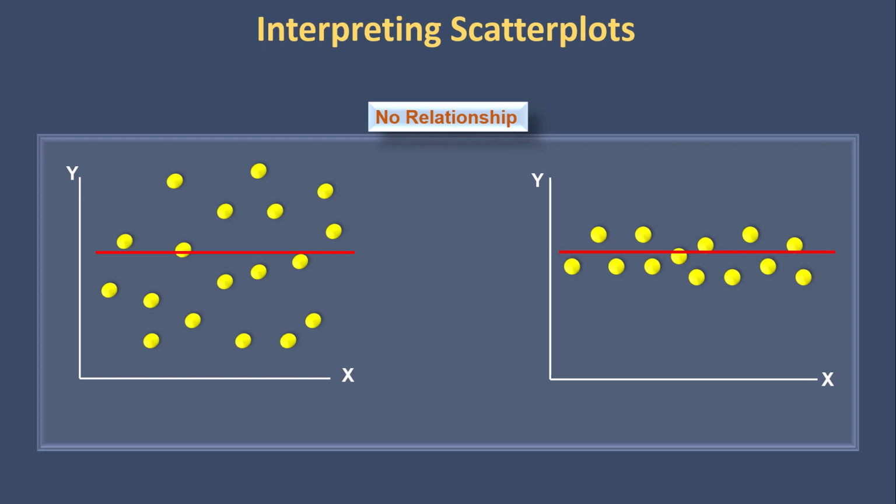You see the red line is parallel to the x-axis. That means there is no relationship between x and y. As an example, for the first one, we can say y equals 4. If it goes to 10 on the y-axis, we can say y equals 10. You see, there is no relationship between x and y, but y is constant.